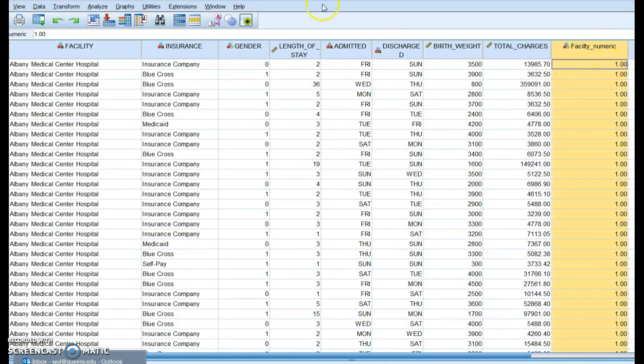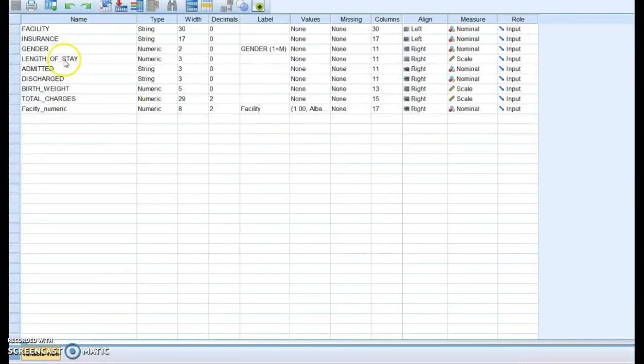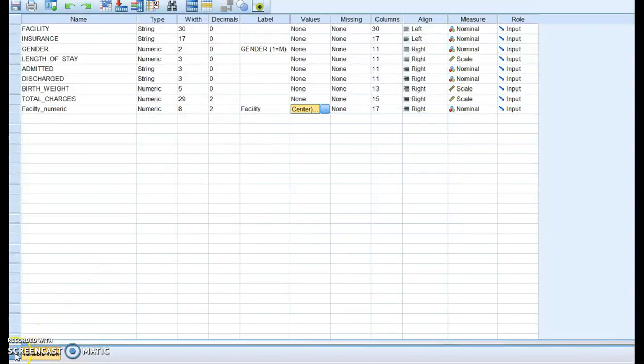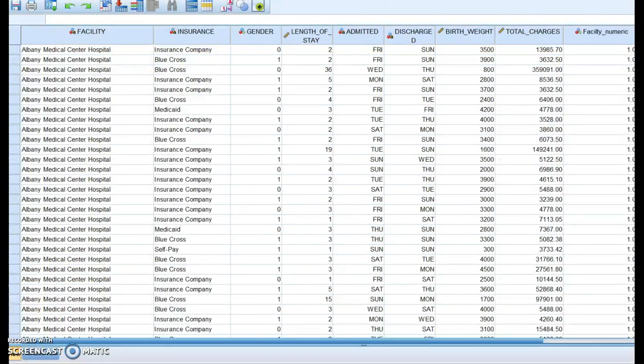Let's take a look at this column, by the way. If you look at the facility numeric column, it's actually a numeric variable, and its values are based on this table. It tells us that if it's 1, it indicates Albany Medical Center. If it's 3, then it's Olean General Hospital. So you can work on this for any kind of data analysis. In the future, if there's a need to talk about how to convert a string variable to a numerical variable, we will do a video about that. Okay, now let's keep going.